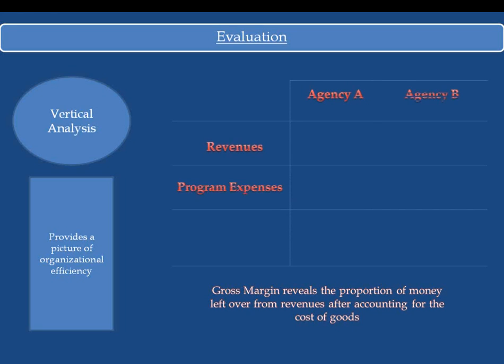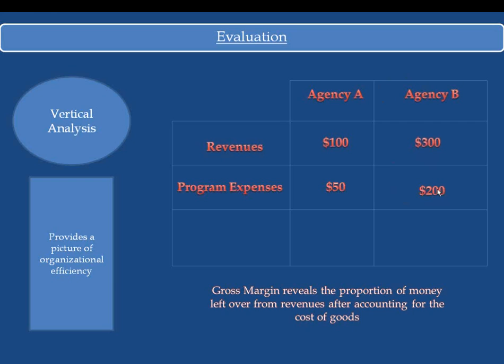Okay, let's take a look at two agencies in contrast. Agency A had revenue of $100. They had expenses of $50. Agency B had revenue of $300 and they had program expenses of $200.